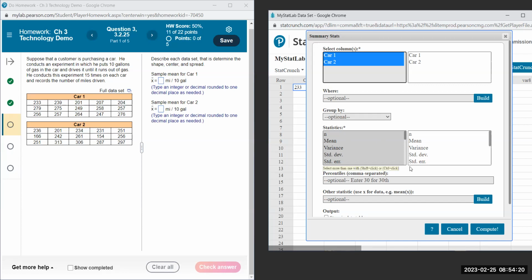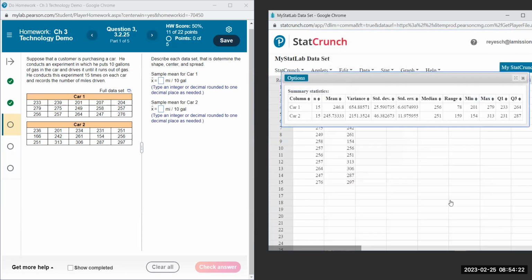Again, I'm not going to mess with this. I'm just going to compute it. Because right now I just want the mean, but later on I might want other values like the median, because that's what they have us do in this example. So car one had 15, car two had 15. If you can't get both of them to show up, just do one at a time. It's not a big deal.